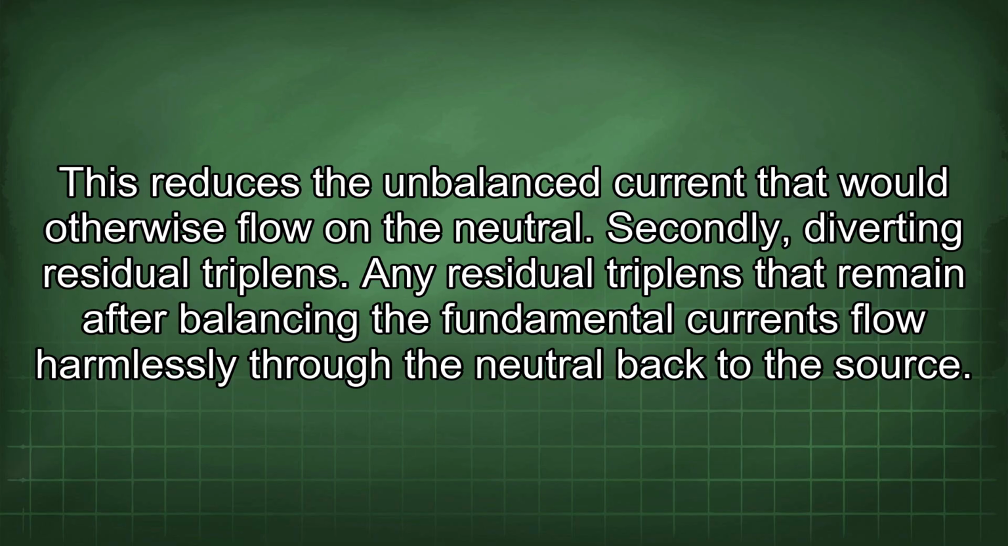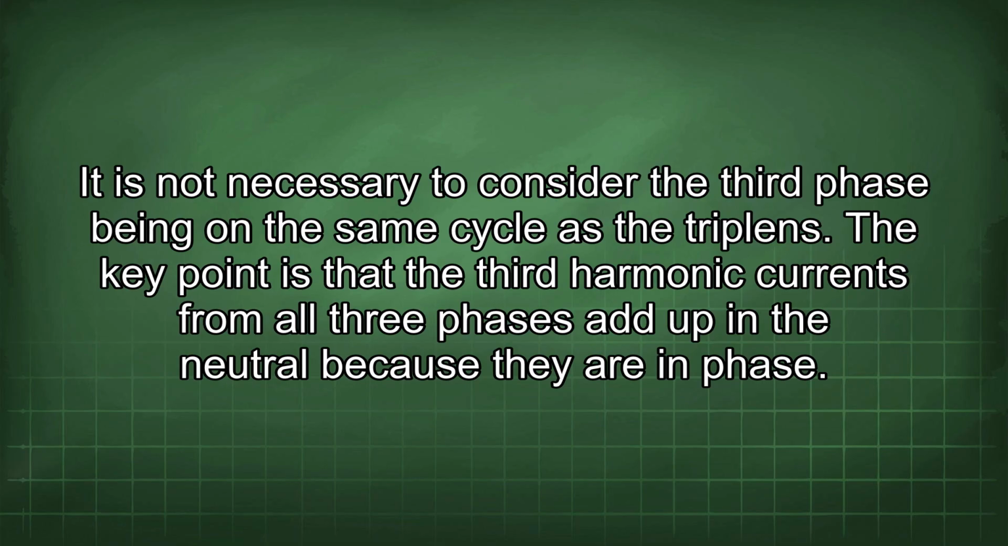Secondly, diverting residual triplens. Any residual triplens that remain after balancing the fundamental currents flow harmlessly through the neutral back to the source. It is not necessary to consider the third phase being on the same cycle as the triplens. The key point is that the third harmonic currents from all three phases add up in the neutral because they are in phase.